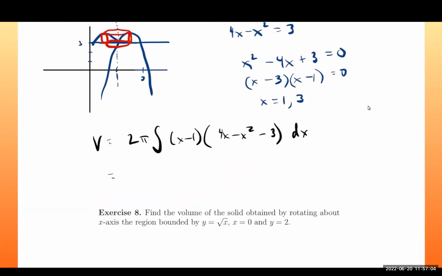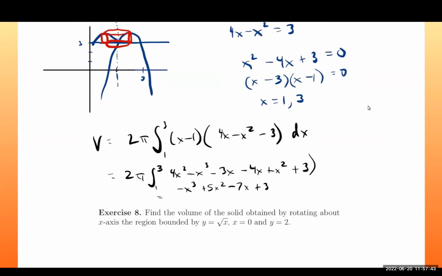All right, so now you have to do some algebra here. If you do some algebra, and we know that we're going from 1 to 3, I'm going to save us a little bit of time since I've already done all this. It's going to be 4x squared minus x cubed minus 3x minus 4x plus x squared plus 3. Simplifying that is going to become negative x cubed plus 5x squared minus 7x plus 3.